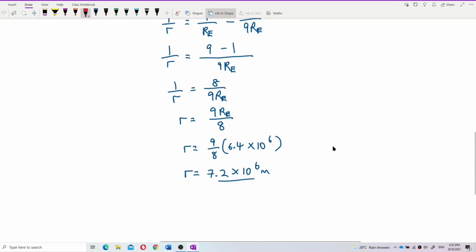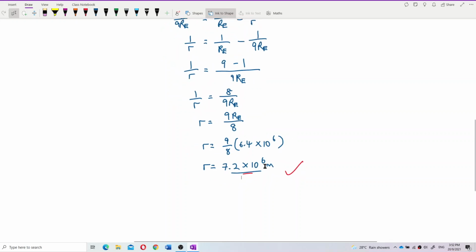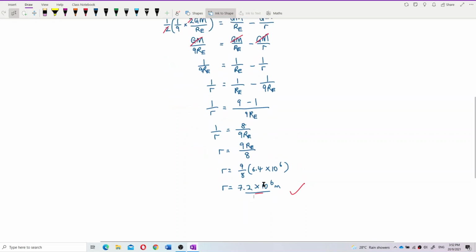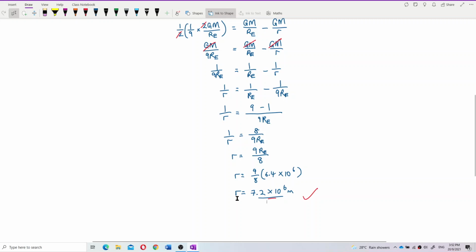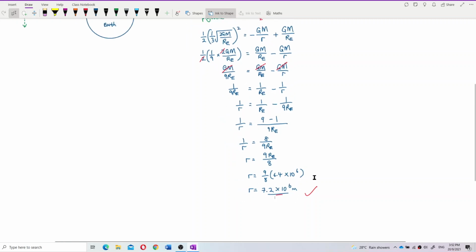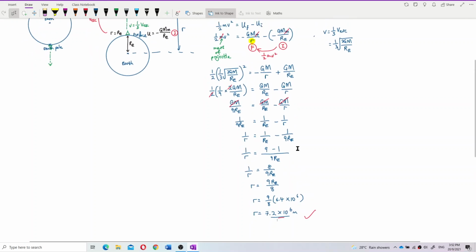So I hope you double check. If I'm wrong, please comment below. I'm still sticking with my answer. The answer which I feel is correct is 7.2 exponent 6. You can check my solution whether anything is wrong.